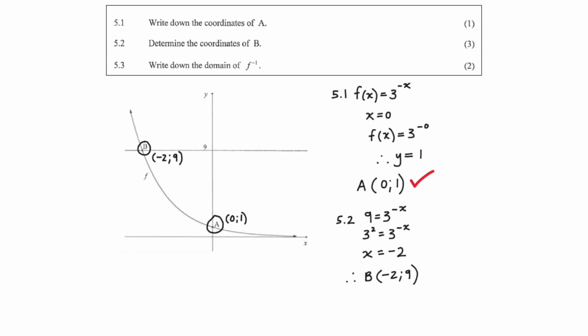Let's look at the mark allocation. You get 1 mark for equating 9 and 3 to the power of minus x, 1 mark for changing 9 to 3 squared, and then 1 mark for x equals -2. Let's look at question 5.3.